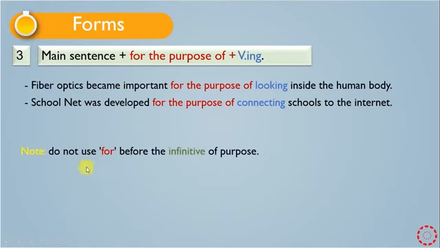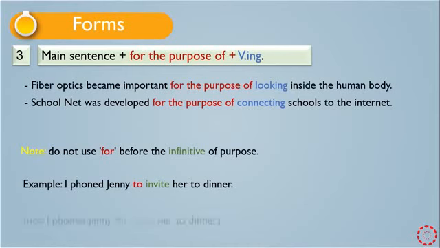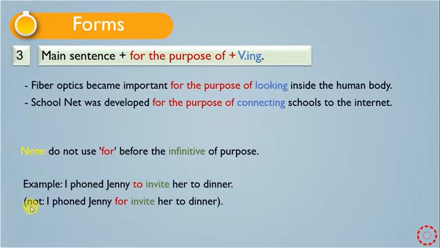We have an important note here that we have to be aware of. Note: do not use for before the infinitive of purpose. It means after for. Look at this example. I phoned Jenny to invite her to dinner. After for we cannot use the base form of the verb. We cannot say, I phoned Jenny for invite her to dinner. We have to say to invite.